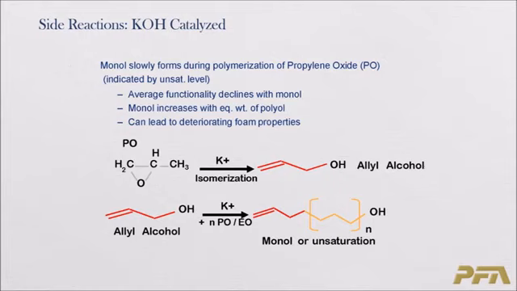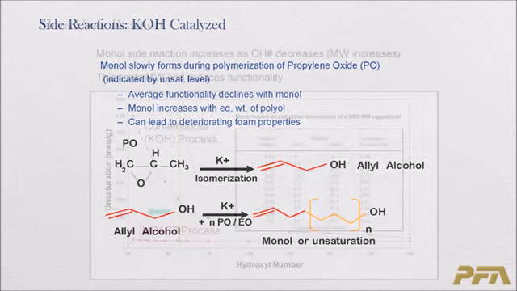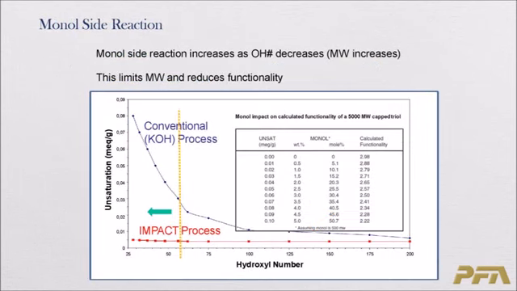So the amount of monol that's formed by KOH increases as the hydroxyl number decreases, or as the molecular weight increases. We'll talk about hydroxyl number here in a minute. Whereas you see in the IMPACT double metal cyanide process, that amount of monol, the unsaturation, is constant regardless of the molecular weight you're trying to produce. And what that means, in effect, is most conventional polyols are about a 56 hydroxyl, so you can see 56 hydroxyl has an unsat of 0.03.